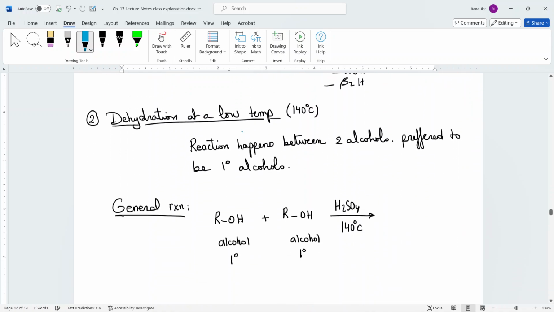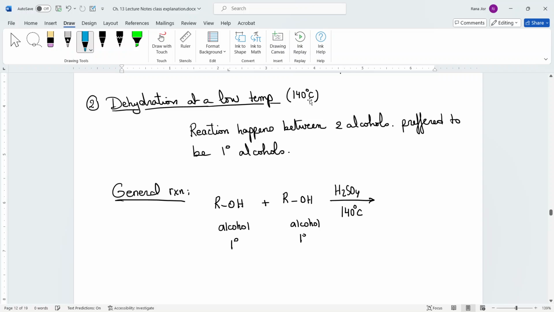Now, if I play with the temperature and I decrease it from 180 to 140, then in this case, this is still dehydration, but it's called dehydration at a low temperature. Now, dehydration at a low temperature does not give me an alkene. And this reaction is very limited because this reaction only works whenever I am reacting primary alcohols with each other and not secondary and not tertiary. The product is not going to be an alkene. The product is going to be an ether.